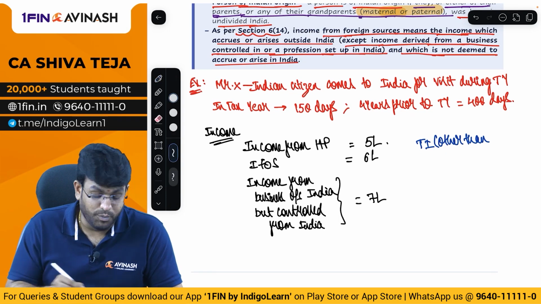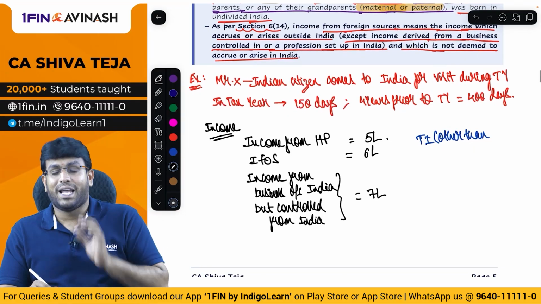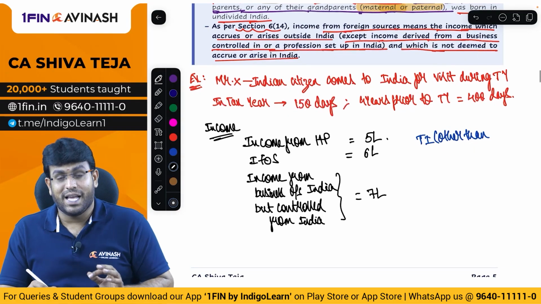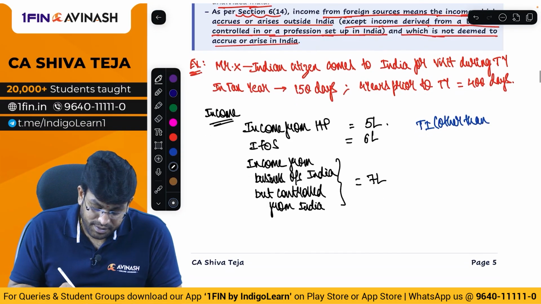Wait a second. Let me add some more things here so that complete clarity will come. So income from house property is 5 lakh rupees. Income from other sources is 6 lakhs. Income from business outside India but controlled from India is 7 lakhs.